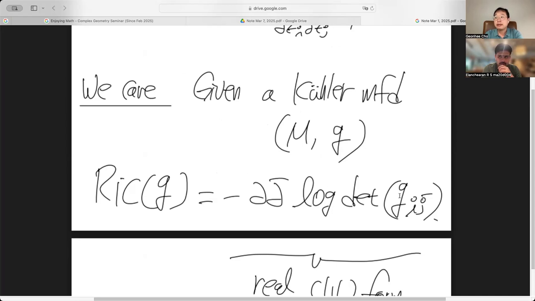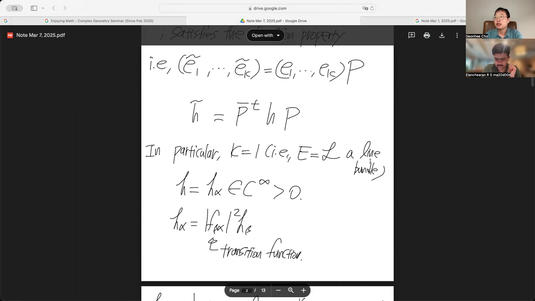And in the case of the canonical line bundle, that becomes exactly the Ricci curvature of the Kähler metric from the base Kähler manifold. So depending on the sign of the Ricci curvature, we can associate the information of the canonical line bundle.